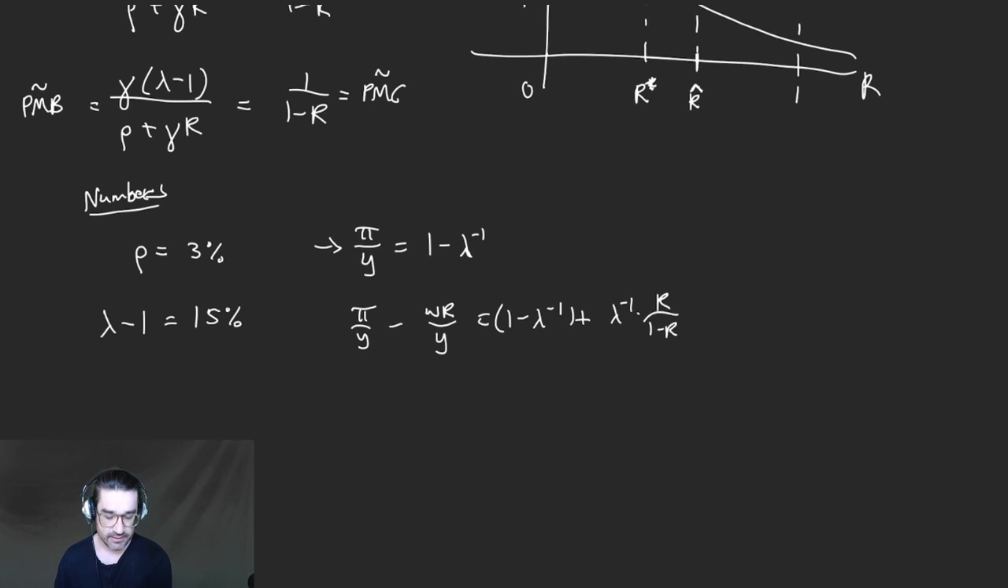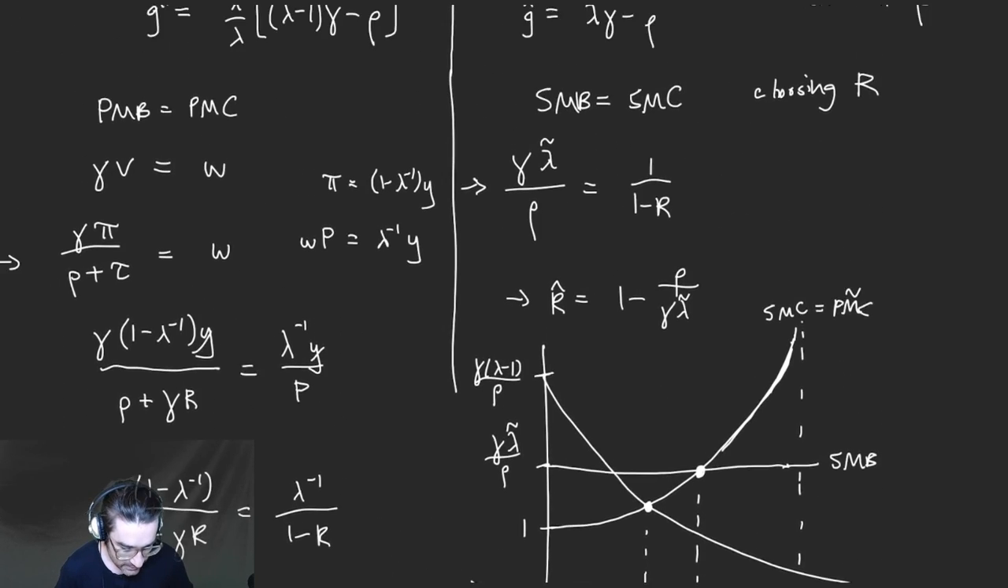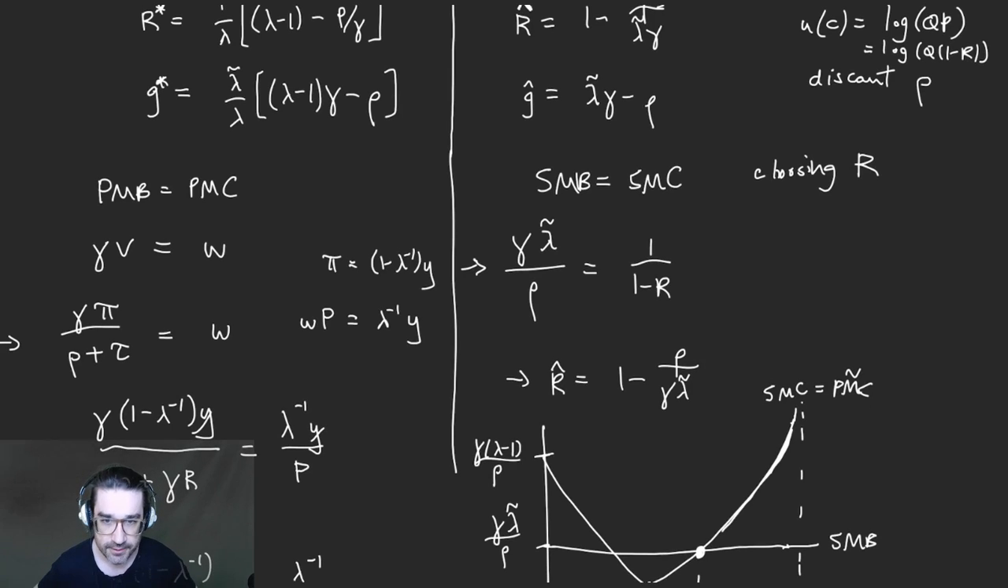Okay, so we got the discount rate, we got lambda. The last thing we need to know is gamma. The way we can get gamma is just by looking at overall growth. We have the growth rate in equilibrium up top there. That's our growth rate. If we say rho is 3%, and lambda minus one is 15%, there's some gamma that's going to give us our target growth rate. Let's say our target growth rate is 2%, like in the US, 2% TFP growth over time, or GDP growth per capita. So we can do that.